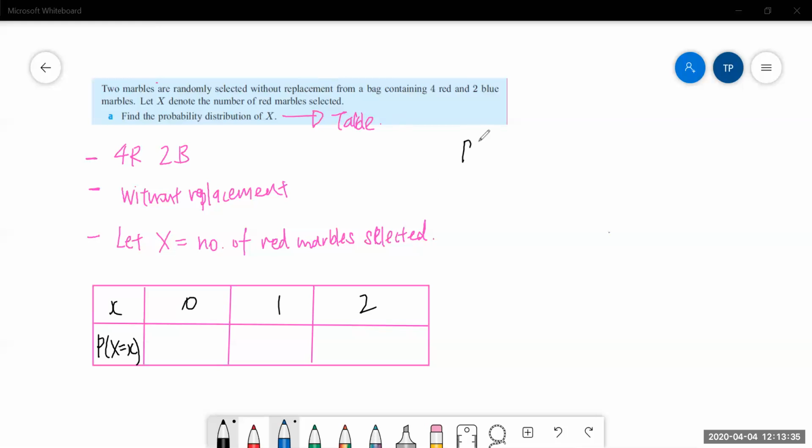Okay, what's the probability of selecting red first? So this is something that I'll write out. The probability of selecting red is 4 over 6, which is 2 over 3. The probability of selecting blue will be 2 over 6, which is 1 over 3. Yes, you're right. So now when I want to select the first marble, 0 red marbles means 2 blue.